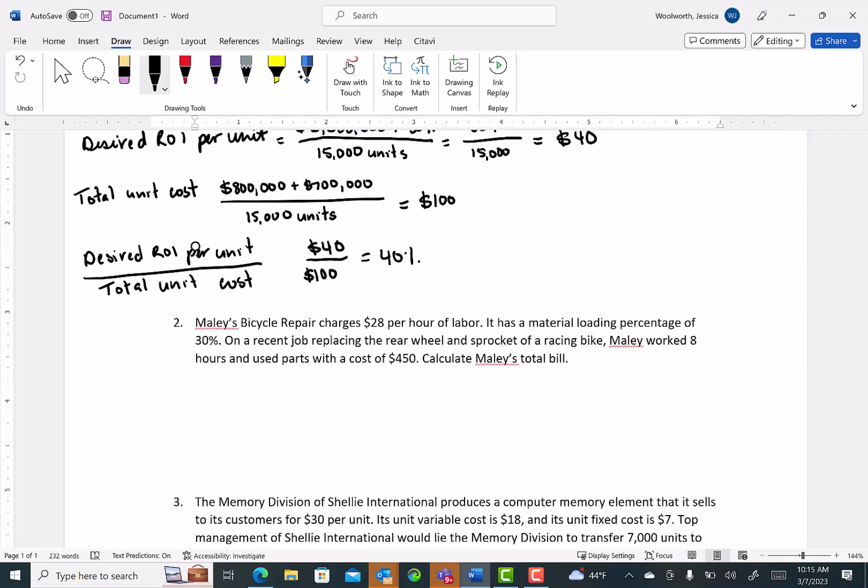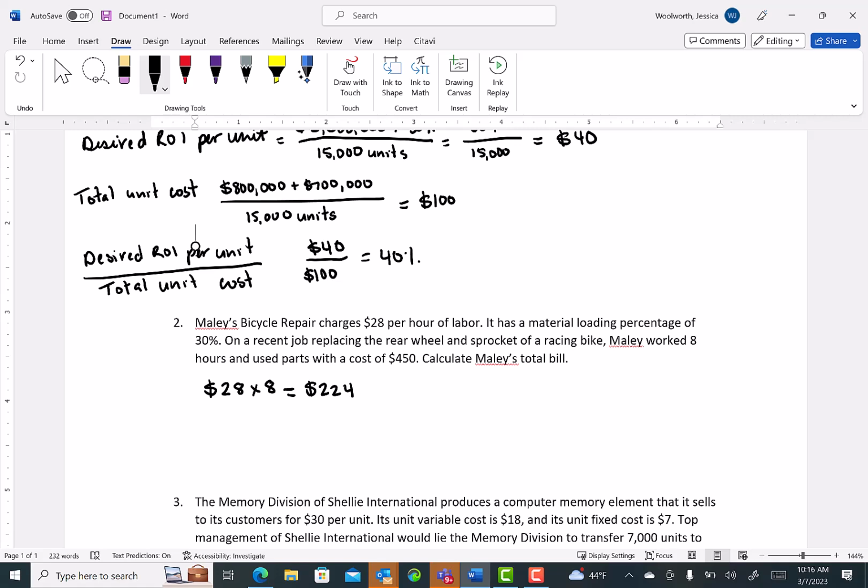Calculate Maylee's total bill. So now, when we're using time and material, we're going to have two different rates for calculating. The first one is how much is our labor? How much did the time cost that we put into this? And the second one is how much of the cost and markup are we doing on our materials that we use for the project. So first we're going to look at the labor. Our labor charge is $28 per hour, and we worked 8 hours. So we have $224 that we are going to charge for the labor.